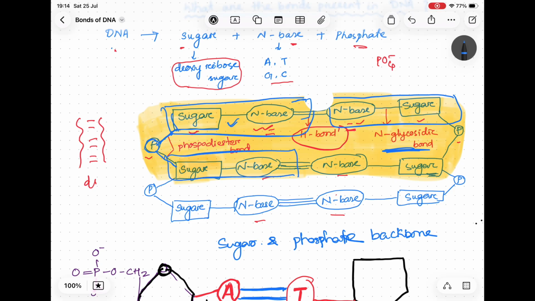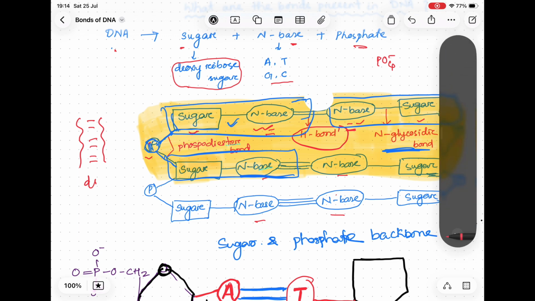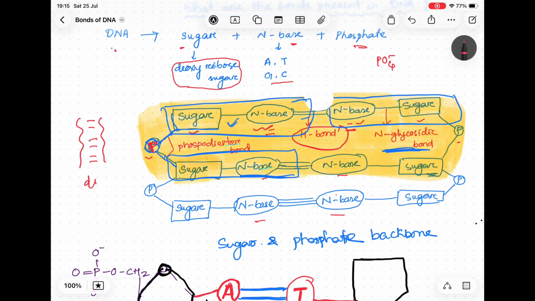So this phosphate binds with two nucleotides, here and here. This sugar and phosphate bind with each other using phosphoester bond. This sugar and phosphate also bind with each other using phosphoester bond. But when we talk about two nucleotides, like this sugar and this sugar, this nitrogen base, this nitrogen base, they connect with each other using phosphodiester bond. So there is one phosphoester bond here, another is here. So this forms phosphodiester bond.